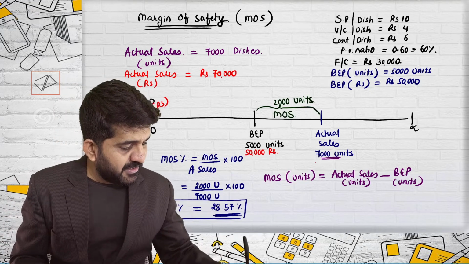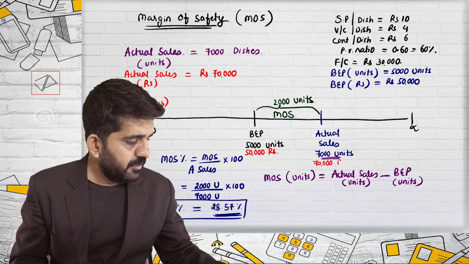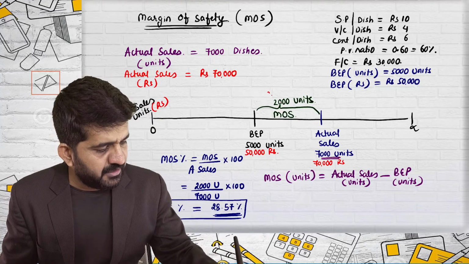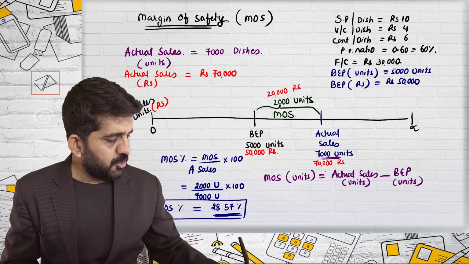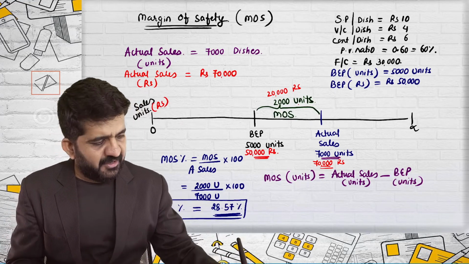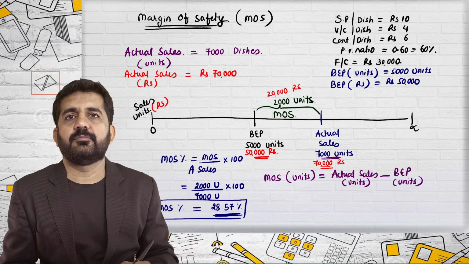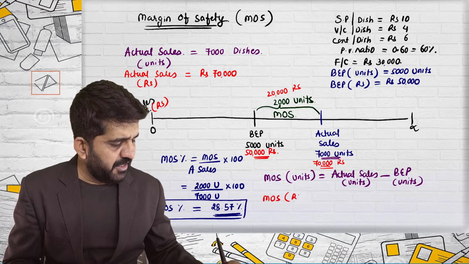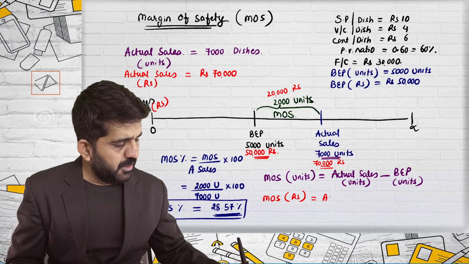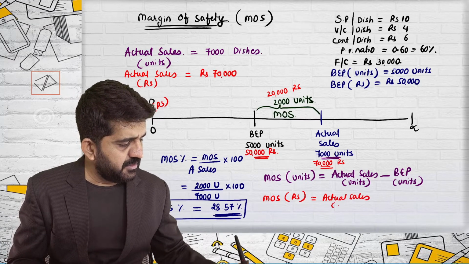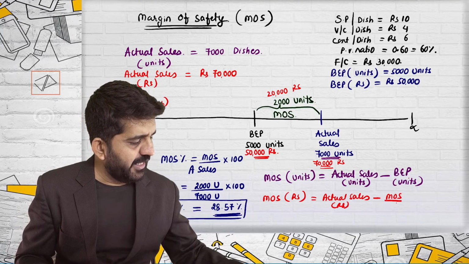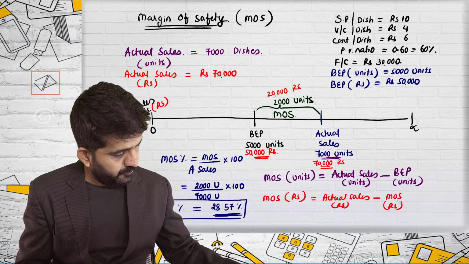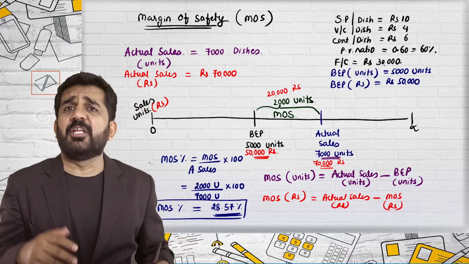What will be my actual sales in rupees? 70,000 rupees. What will be my margin of safety in rupees? 20,000 rupees. 70,000 minus 50,000, or you can even do 2,000 into 10. So margin of safety in rupees will be equal to actual sales in rupees minus break even point in rupees. Everything will be converted into rupees.